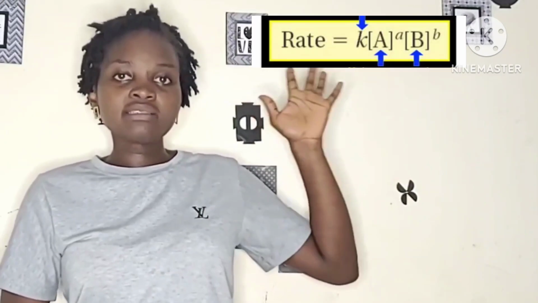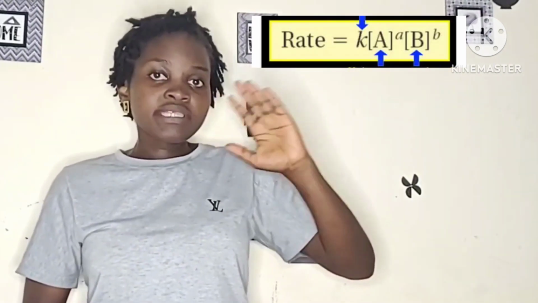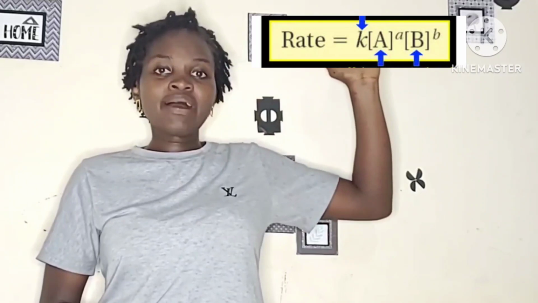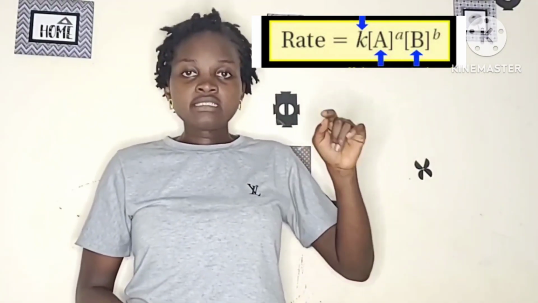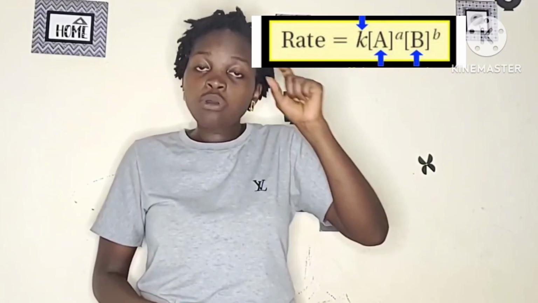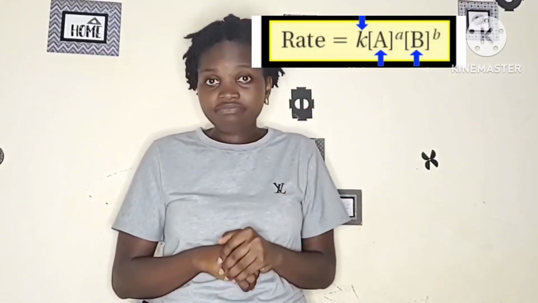Now the next thing that we see on the rate equation is the powers. You see the concentrations are raised to a particular power. The different concentrations are raised to a particular power. And these powers are what we call the order of the reaction.